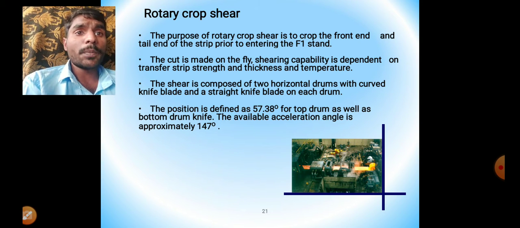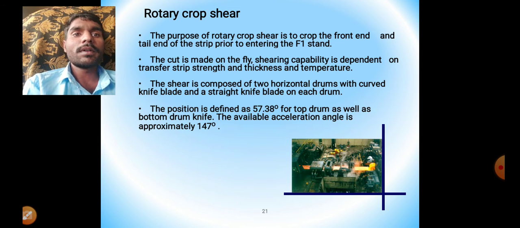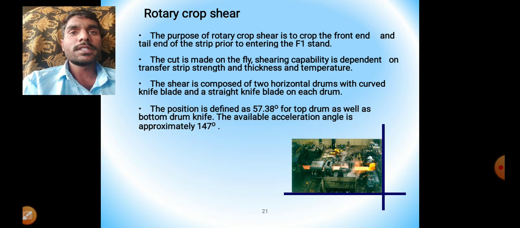Each drum has the opposite position of the knife definitions at 57.30 degrees, as well as the bottom drum with the knife available. The accelerating angle will be 147 degrees.